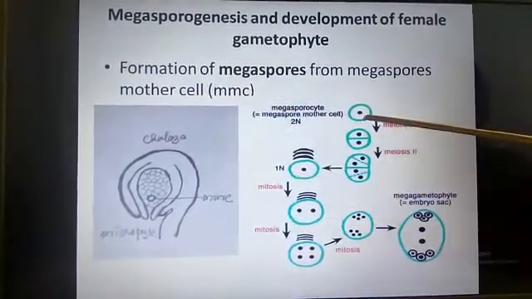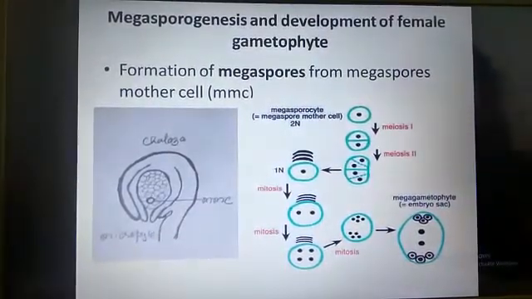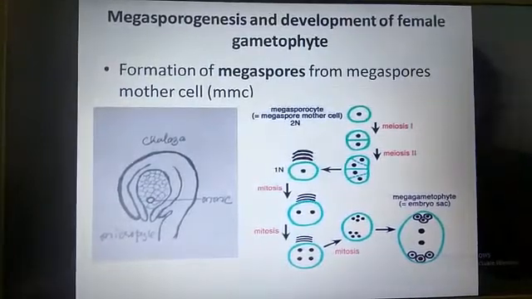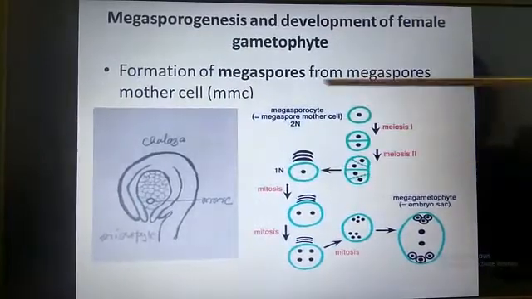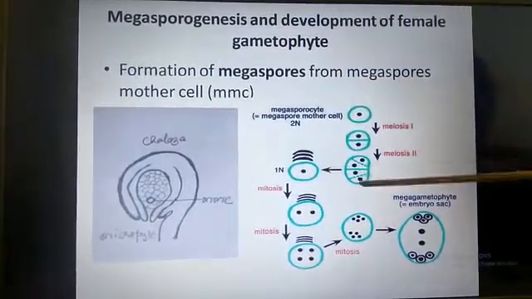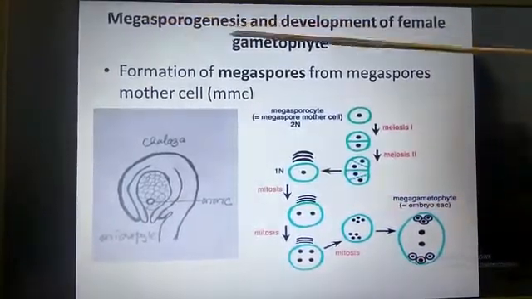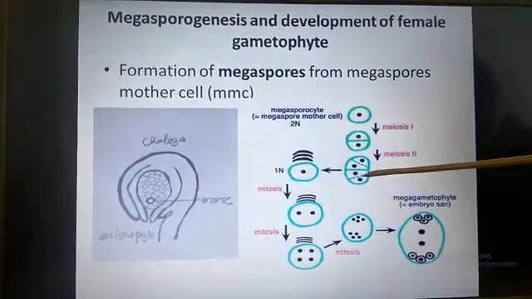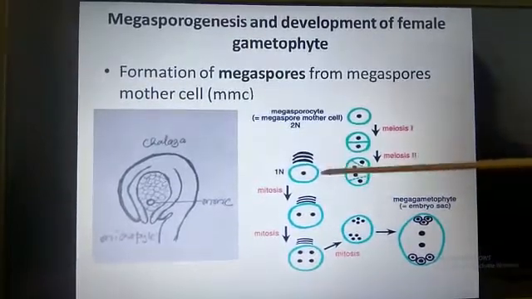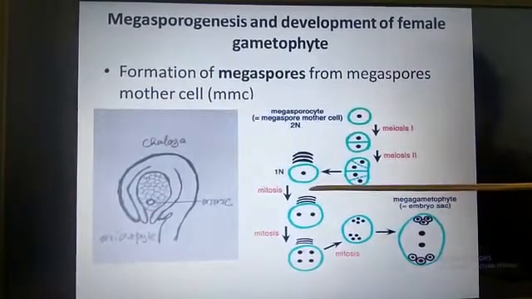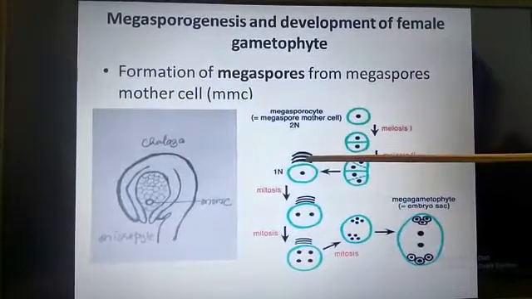Now let us bring one megaspore mother cell. This megaspore mother cell will undergo meiosis division and give rise to 4 megaspores. So the formation of these megaspores from the megaspore mother cell is called megasporogenesis. Now out of these 4 megaspores, only the lowermost megaspore will become the functional megaspore. The other upper 3 megaspores will degenerate.